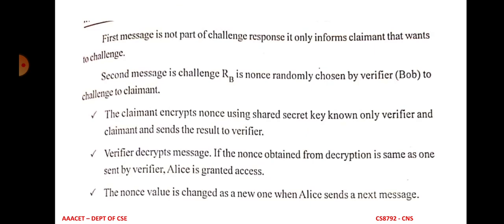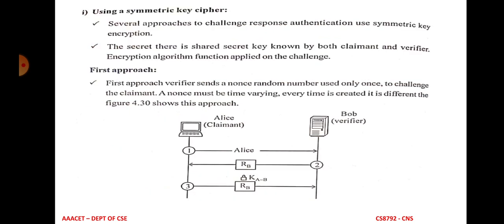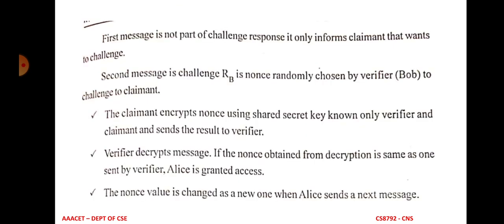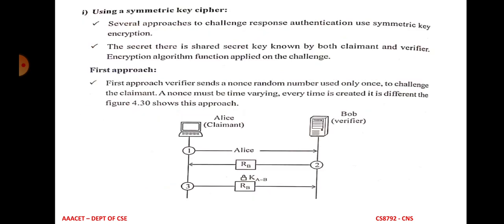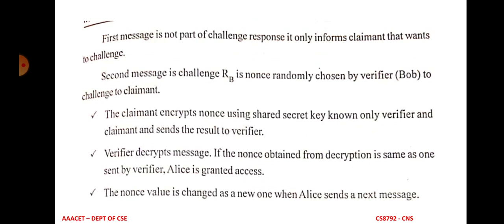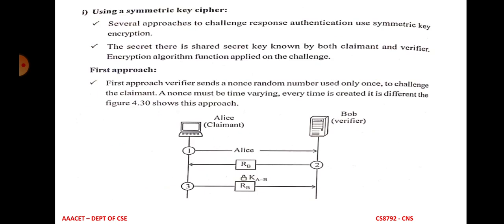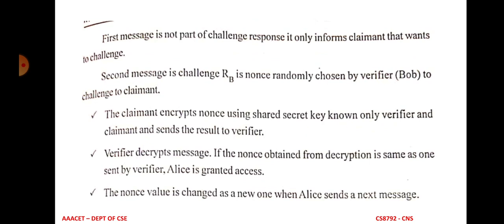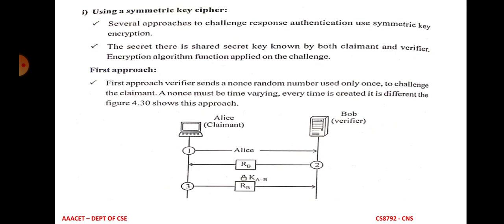So here the first message is not part of the challenge response. It only informs the claimant that Alice wants to challenge Bob. The first message sent from Alice to Bob is not part of the challenge response. It only informs that Alice wants to challenge Bob. That is the first message. The second message is RB, right? RB is sent from Bob to Alice. RB is the nonce value that is chosen by verifier Bob to challenge the claimant Alice.